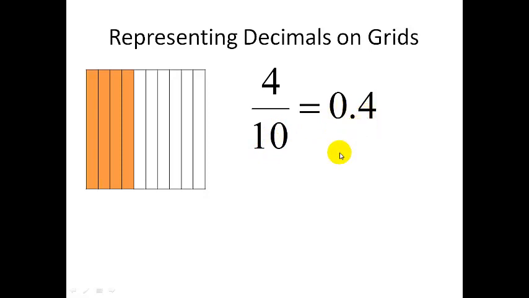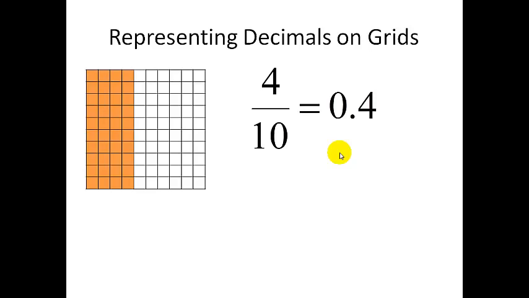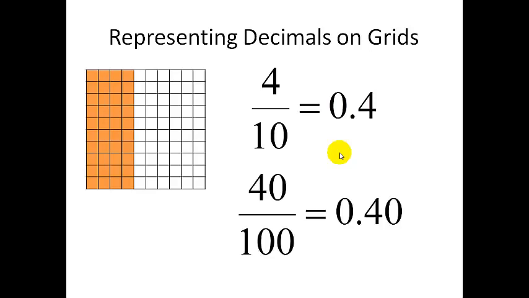So what would happen if I would come in here and divide this into 100 parts? Well, now, if you look at it, the area of the shading didn't change, but the number of parts shaded changed. There are now 40 parts shaded in out of 100, and that's going to be written as 40 out of 100. And again, take a good look at this. There are 2 zeros, and I ended up with 2 spaces after my decimal point. So I have 0 and 40 hundredths.